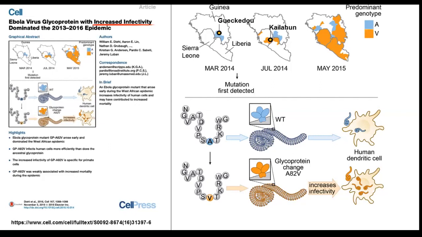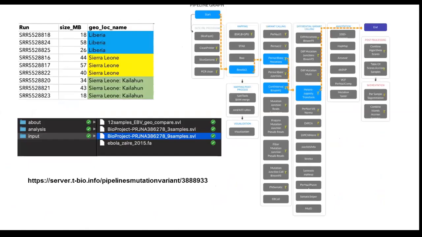How the virus infects human cells, it infects them by these glycoproteins. So human dendritic cells interact with the glycoproteins on the virus, and that's how the infection occurs. Now, a single change in these glycoproteins could make the virus more infective and spread much faster, like the situation we have at hand.